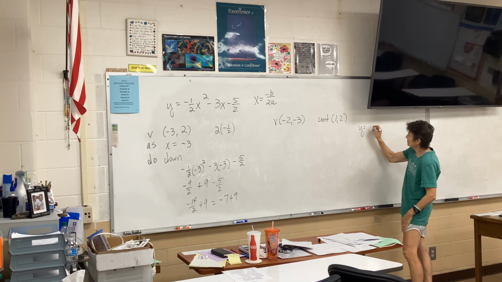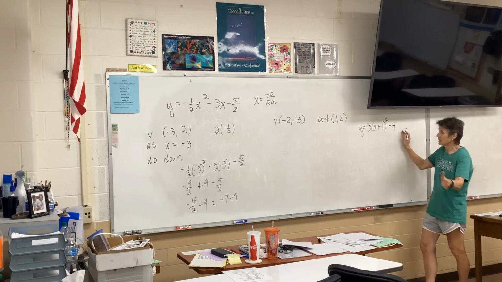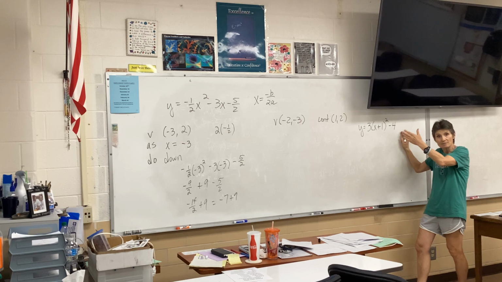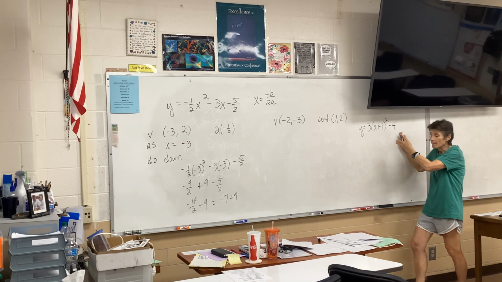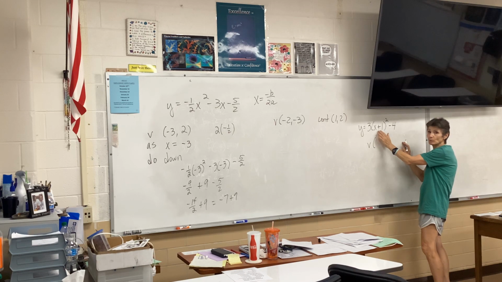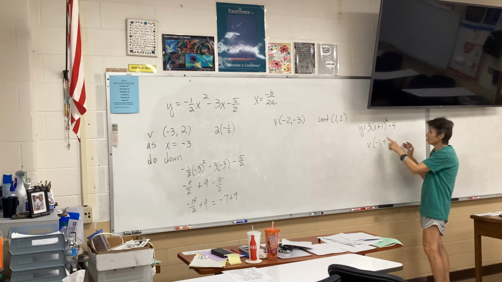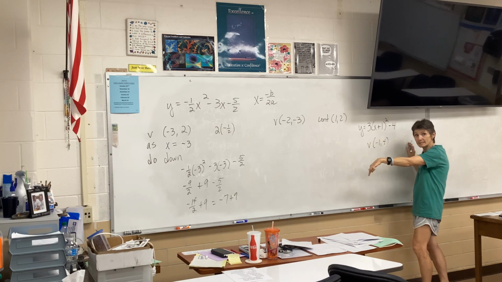They were written something like this. I'm making this one up completely, but they were written something like this. And I said, this is vertex form, because this tells me that the vertex, I would go left 1 and down 4. So my vertex would be left 1 and down 4.